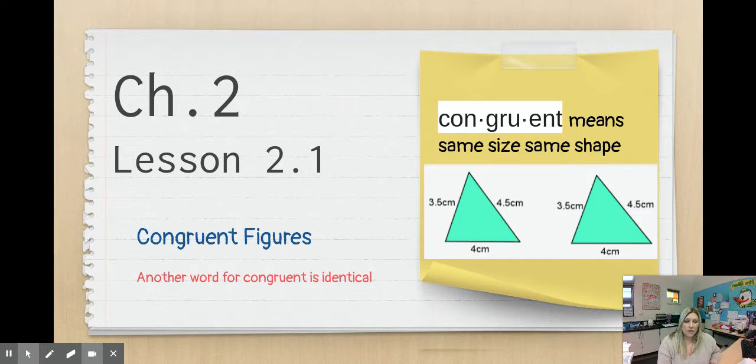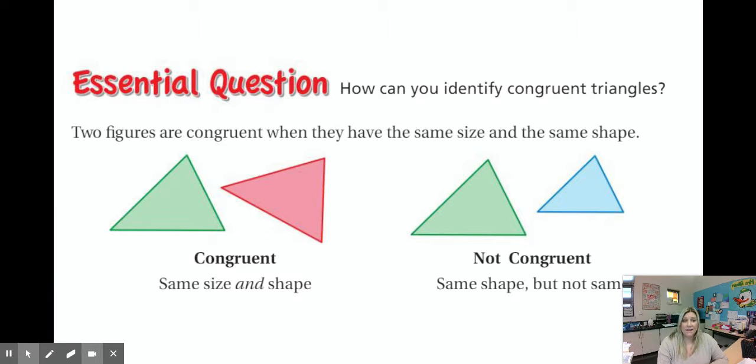These two triangles are identical. They have the same side lengths. They're the same shape and the same size. Therefore, these two triangles are congruent. So how can we identify congruent triangles and then other congruent shapes?